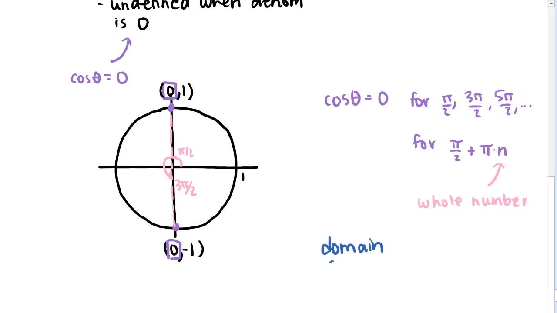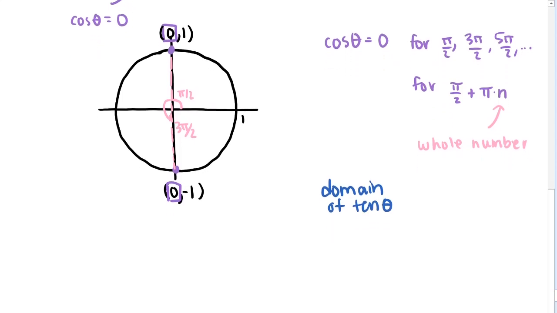And so the domain of tangent of theta, well, all values are going to be okay except for the values of pi over 2 plus pi times n for a whole number n. Right, and this kind of makes sense with this idea of tangent of theta being the slope of our angle. Here, all of these angles correspond to a vertical line, an undefined slope.